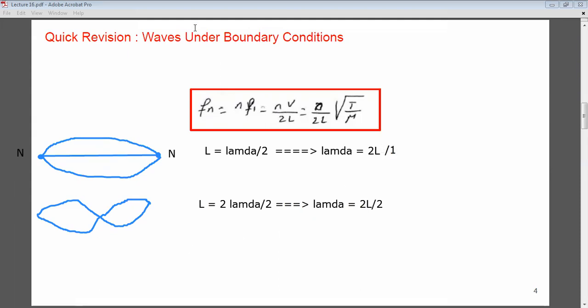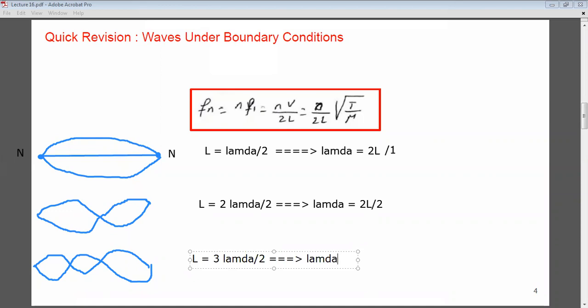Then the third one, let's see if we can draw it properly. Okay, almost. So again, here L is equal to 3 lambda over 2, which implies lambda is equal to 2L over 3. So here I have one loop, here I have two loops, here I have three loops.